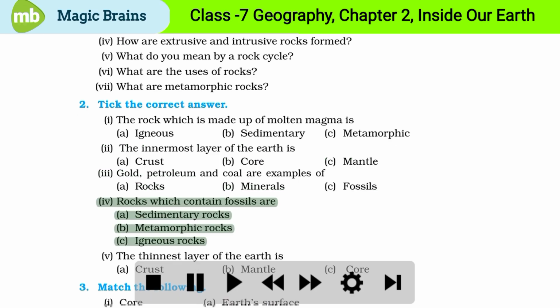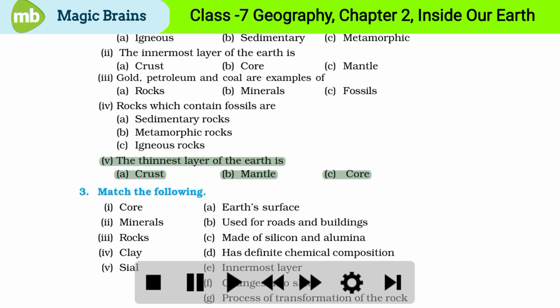Part 4. Rocks which contain fossils are A. Sedimentary rocks, B. Metamorphic rocks, C. Igneous rocks. Part 5. The thinnest layer of the earth is A. Crust, B. Mantle, C. Core.